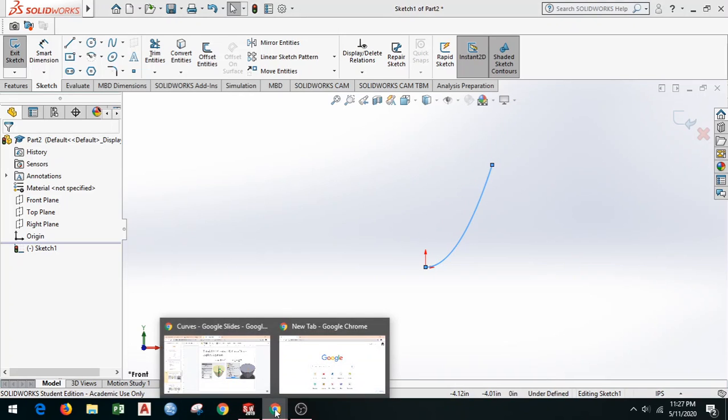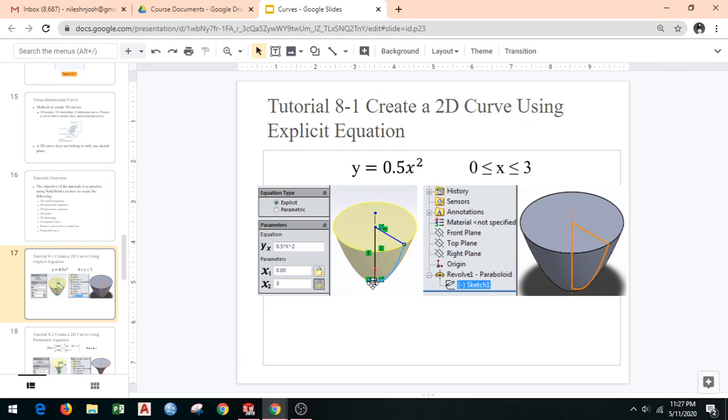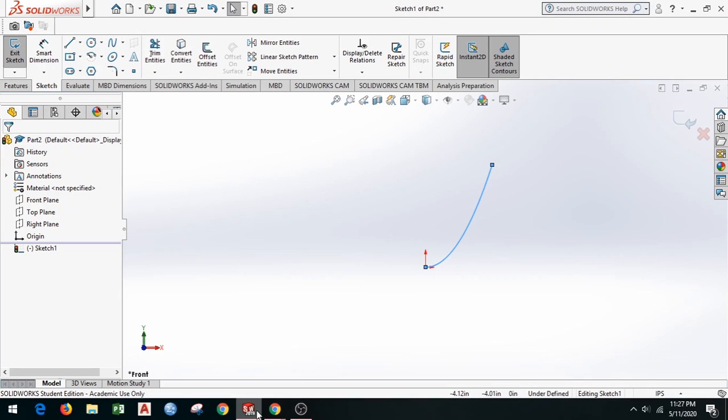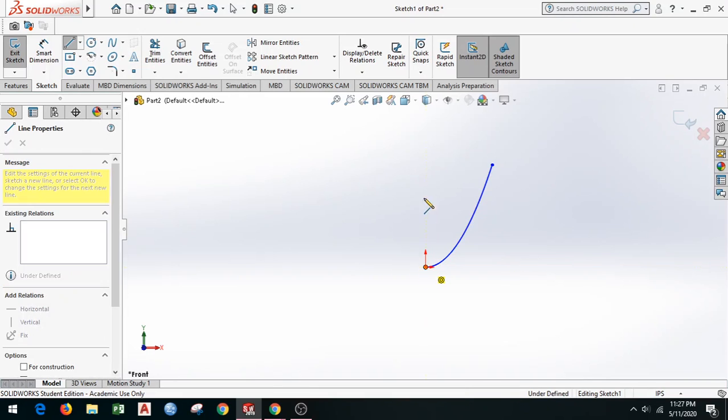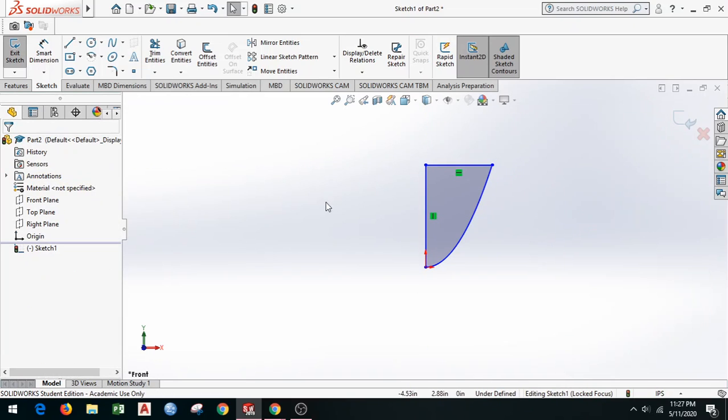Now next you need to draw these two lines so that you can revolve this curve around the y-axis to create this particular 3D feature. So that's what I'm going to do. I'm going to draw a straight vertical line from the origin, and a horizontal line. So that completes my sketch.